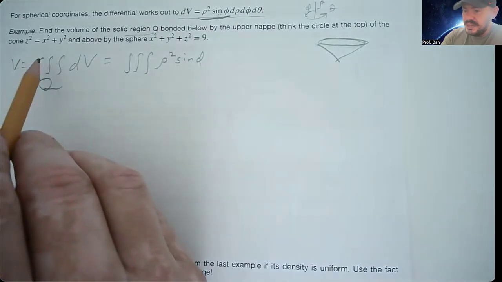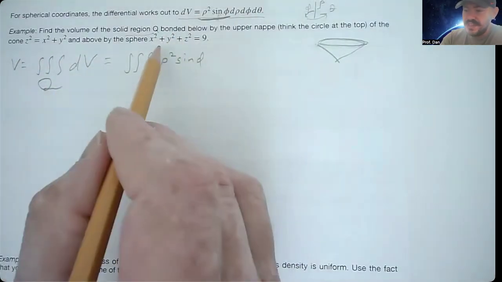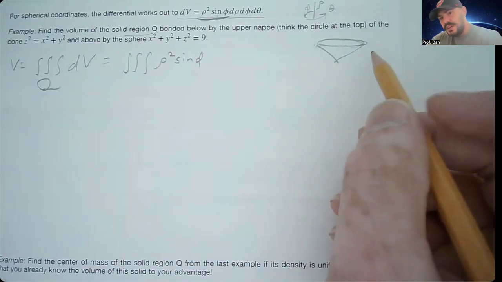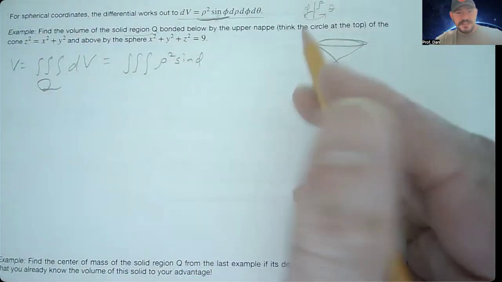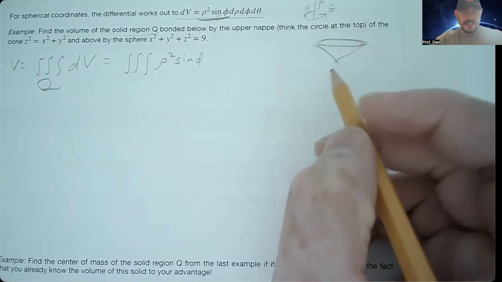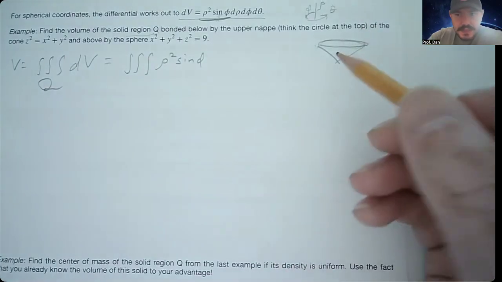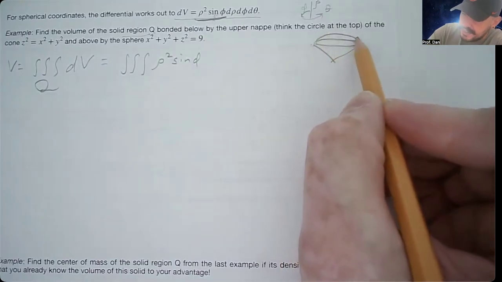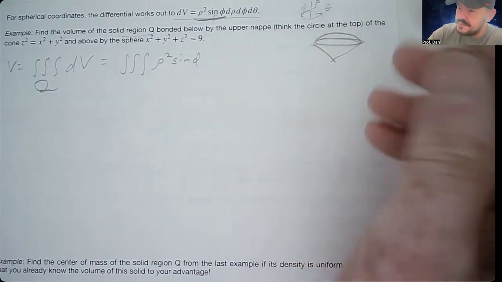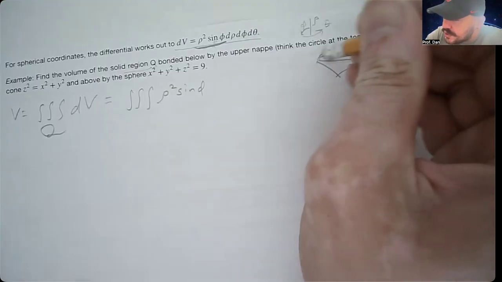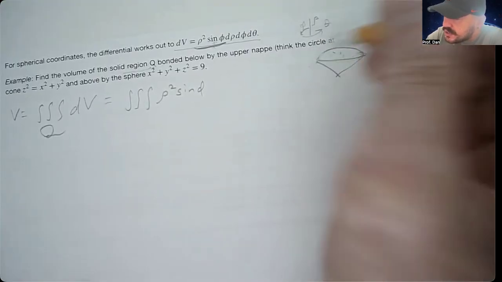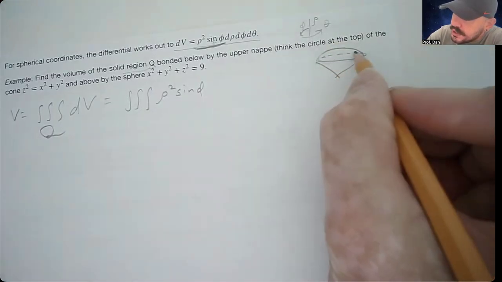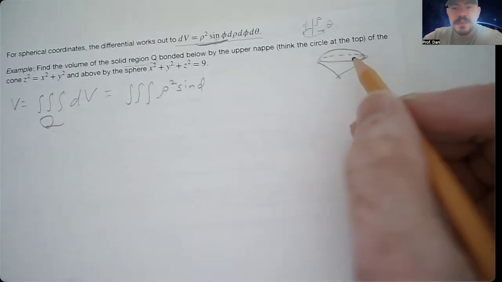And we're bounded above by the sphere x squared plus y squared plus z squared is equal to 9. And if you remember, that is a sphere that has a radius of 3 and is centered at the origin of the XYZ coordinate system. So basically, if I were to draw this, I'm going to make the back of the cone dotted to give the illusion of depth. Story of my life.